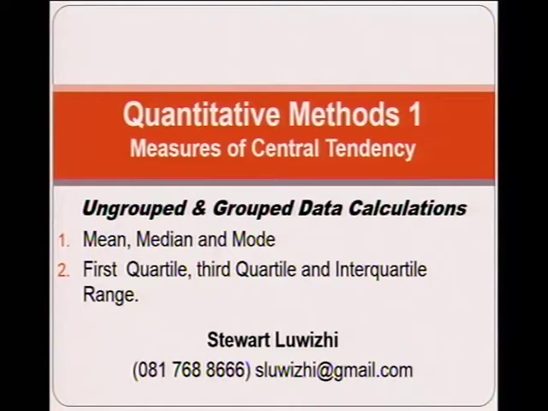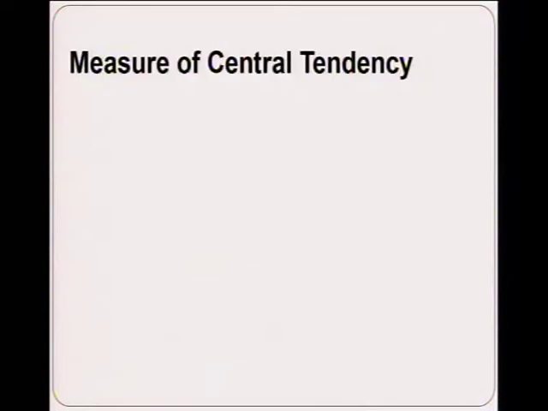We meet for yet another discussion on measures of central tendency. Measures of central tendency is a topic that we find in quantitative methods. We are looking at quantitative methods 1. Specifically, we will focus on how we calculate the mean, the median, and the mode of both ungrouped and grouped data. Then we'll focus on how we calculate quartiles and interquartile range. My details, in case you want to contact me, are as shown on the slide.